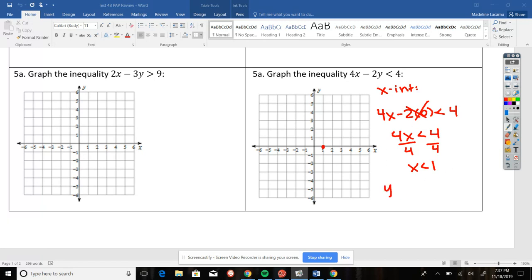Now our y-intercept, we plug in a 0 for x. So I have 4 times 0 minus 2y is less than 4. 4 times 0 cancels out, so I get negative 2y is less than 4. Divide by negative 2. So y, negative 2. So our intercept there is a negative 2. Now, since this does not have the equal to line, it is dashed. So I just draw a dashed line.